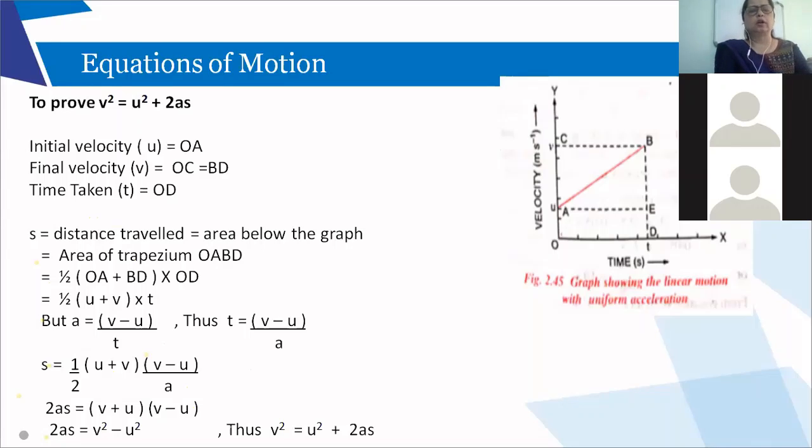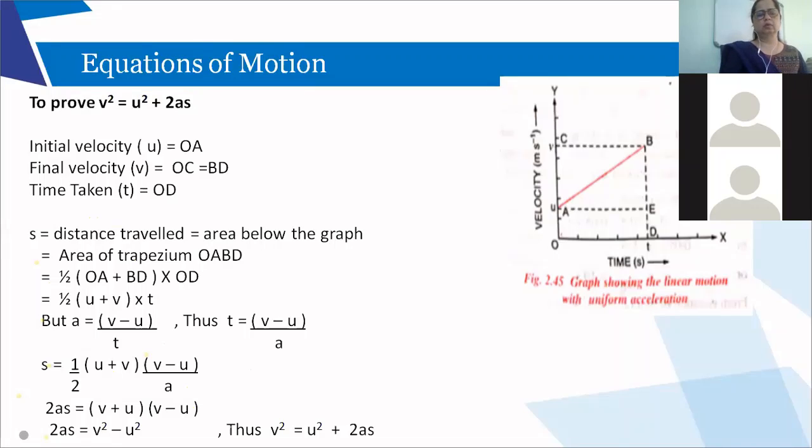So we all know what is OA. OA is U, BD is V. You can just look up, BD is V and the OD is the time. So we got this. Now, my problem is that when I'm trying to prove it, there is no time. What are we trying to prove? V square equal to U square plus 2AS. There is no T. T is not there in this equation. So my job is to remove this T. I have to remove T from here.